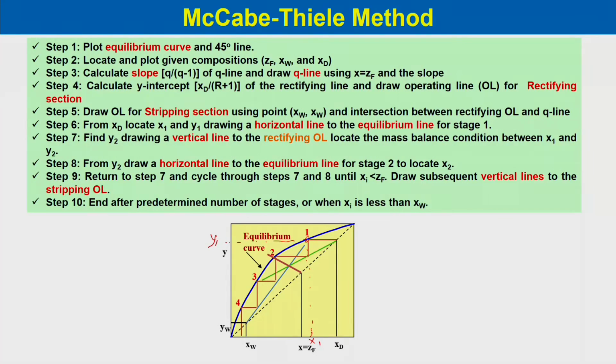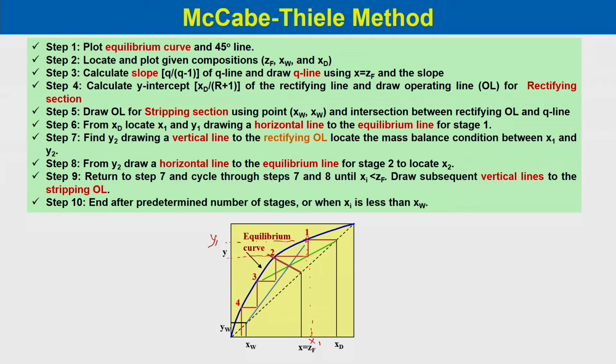Now, find y2 by drawing a vertical line to the operating line. So, come vertically to the operating line, and from this point locate the mass balance conditions between x1 and y2. If we use the mass balance equation between x1 and y2, we can calculate the value of y2. From y2 draw a horizontal line to the equilibrium line for stage 2 to locate x2.